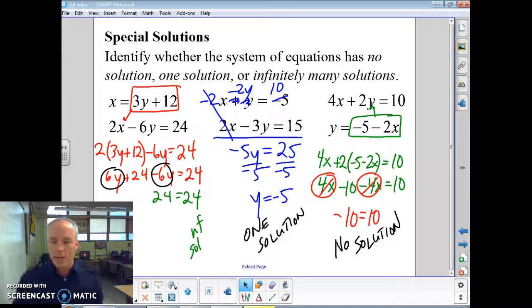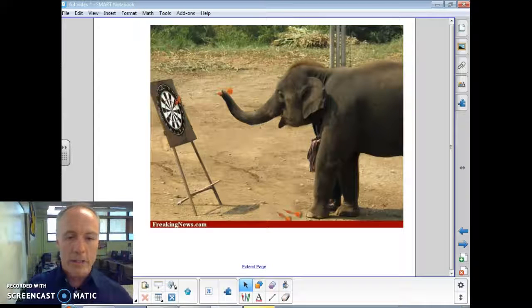Now on to the next board. Oh, look at that. It's an elephant throwing darts at a dartboard.